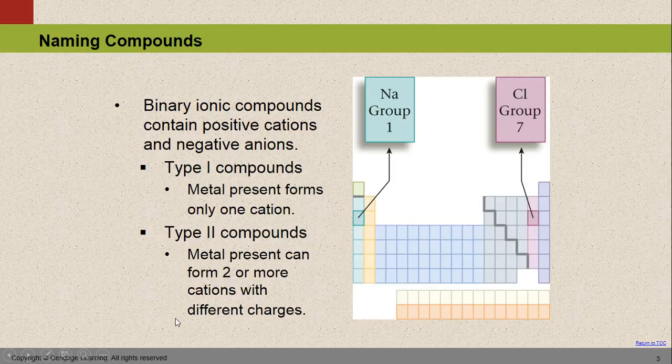Binary ionic compounds contain a positive cation and negative anions. Remember, positive ions come from the left side of the periodic table and negative ions come from the right side. Type 1 compounds, which is what we're going to practice naming in this presentation, are ones in which the metal that's present forms only one cation, so there's only one possible oxidation number. Type 2 compounds, which we will practice naming later, deal with the transition metals from this section of the periodic table, and that metal can form two or more cations with different charges, so they have different oxidation numbers.